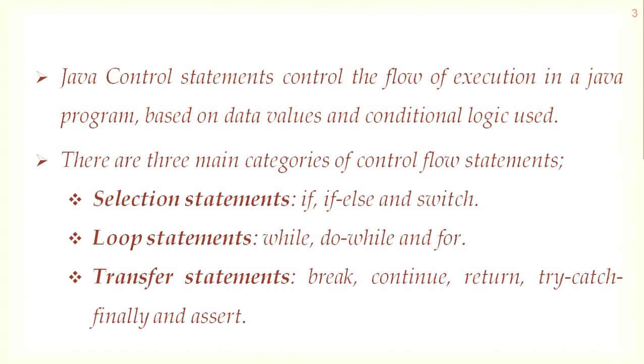There are three main categories of control flow statements. Selection statements: if else and switch. Loop statements: while, do while and for. Transfer statements: break, continue, return, try catch, finally and assert. So three types of statements: selection statements, looping statements and transfer statements.